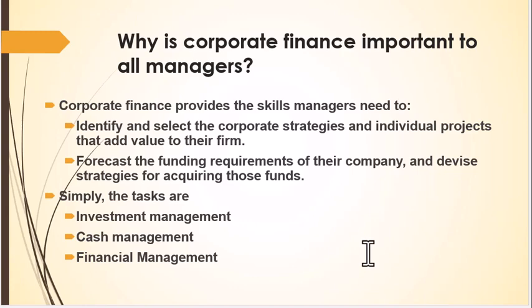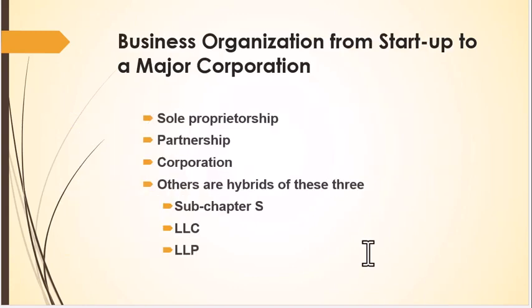Saying that slightly different, there are basically three things we need to do. We need to figure out investment management, find those things we want to buy. Two, cash management, manage the cash flows of the company, both inflows and outflows. And then finally, we need to manage the finances of the company. Figure out where the money's going to come from to do the things we want to do.